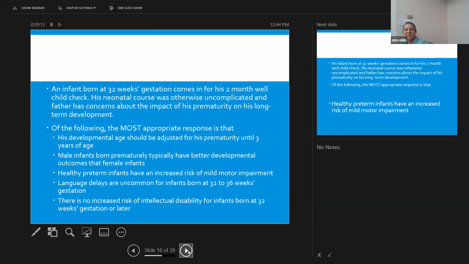So an infant born at 32 weeks gestation comes in for a 2-month well-child check. Neonatal course was otherwise uncomplicated, and father has concerns about the impact of his prematurity on his long-term development. Of the following, the most appropriate response is?